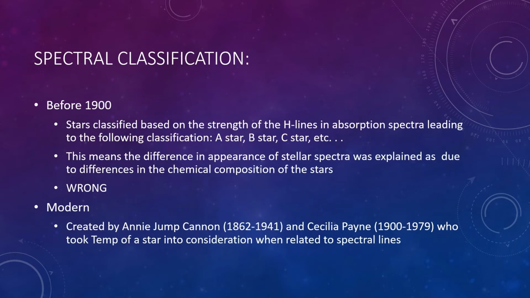The spectral classification is very important for stars. So before 1900, stars were classified based on the strength of their hydrogen lines in absorption spectra, leading to the classifications of A star, B star, C star, etc. This means the difference in appearance of stellar spectra was explained as due to differences in the chemical compositions of the stars, which is wrong. Modern spectral classification was created by Annie Jump Cannon and Cecilia Payne, who took the temperature of a star into consideration when relating it to spectral lines. So if a star is cooler, its spectral lines won't actually be as defined, meaning that it may have elements that we just can't tell in spectral classification.